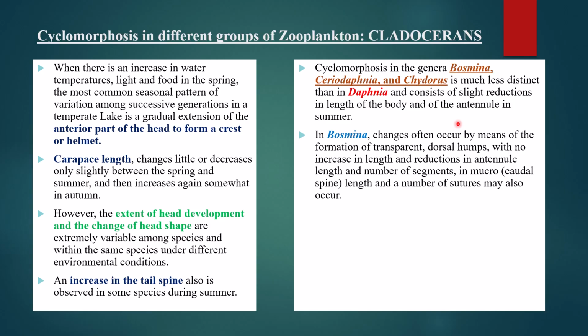In Bosmina, the changes often occur by means of the formation of a transparent dorsal hump with no increase in length and reduction in the antennule.